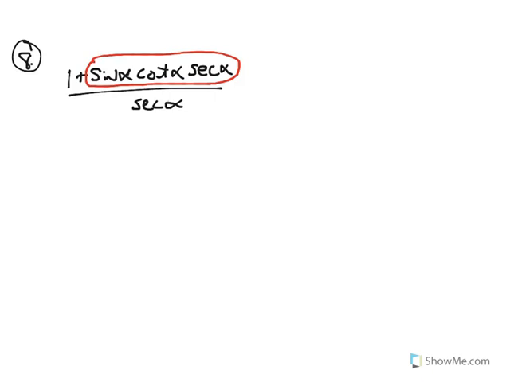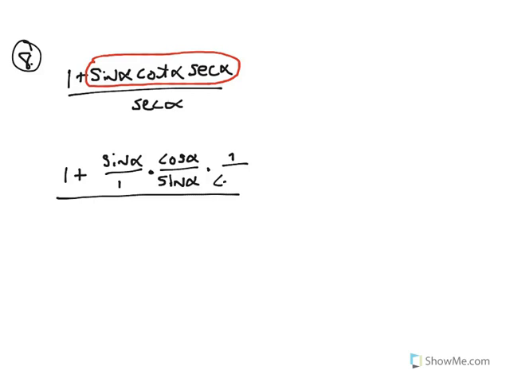We'll switch everything to sines and cosines. So we're going to have 1 plus the sine alpha. We'll write that as just sine over 1, times cotangent alpha. We know cotangent is cosine over sine. And then secant is reciprocal with cosine, so it's going to be 1 over cosine. And then it's still all over secant.